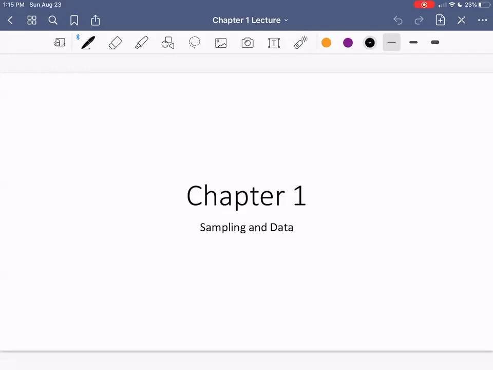Chapter one. Chapter one is sampling and data. It's kind of like our introduction to all of our statistics and probability part. You're going to see that chapter one and chapter two are kind of separated in their own way, and chapter two talks about visuals and how to organize the data. And then once we move out of chapter two, chapter three starts more of the probability part of it.